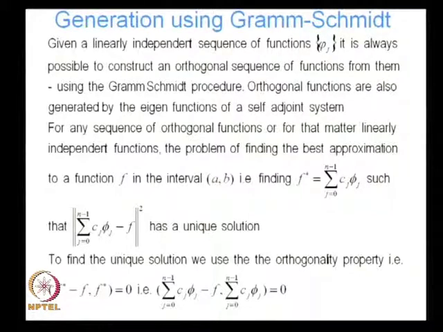So, f star minus f comma C1 phi 1 has to be equal to 0, because f star minus f is orthogonal to the space spanned by all the phi's. So, it must be orthogonal to each phi as well. So, f star minus f comma C1 phi 1 is equal to 0, f star minus f comma C2 phi 2 is equal to 0, and so on and so forth. So, f star minus f comma f star has also got to be equal to 0. And then I have just written that: f star as sigma j equal to 0 to n minus 1 Cj phi j, so sigma Cj phi j minus f comma sigma j equal to 0 to n minus 1 Cj phi j is equal to 0.